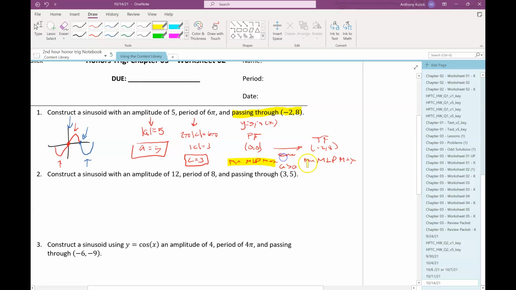Because this type of midline point is the same as that type of midline point. Correct. If you had chosen negative 2, 8 to be the maximum midline point min kind, then the a would need to be negative.